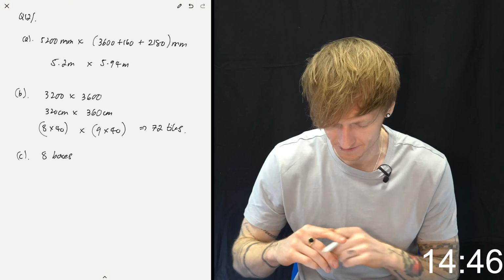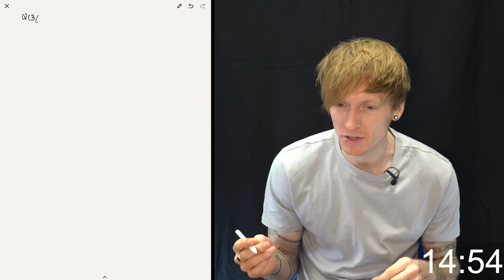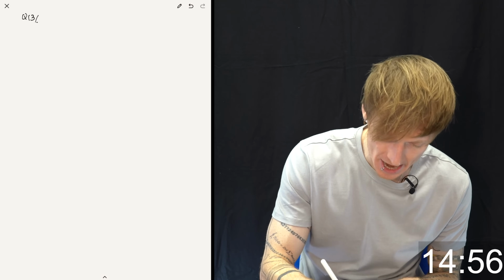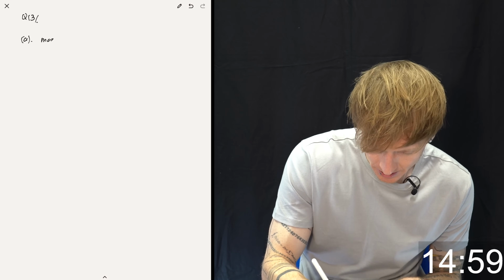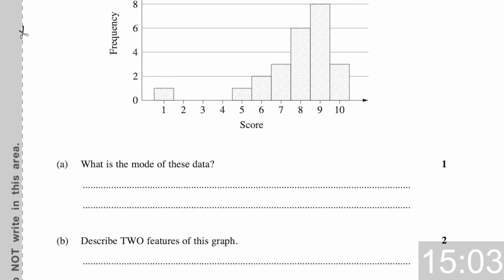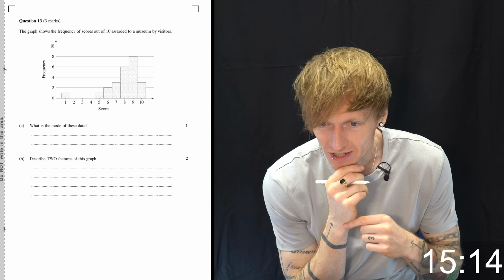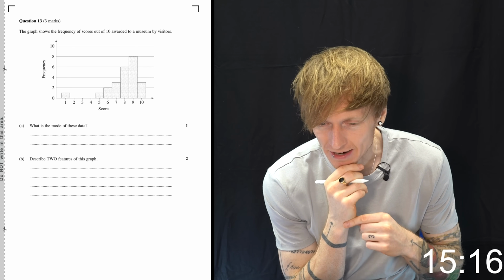Question 13. Another graph showing the frequency of scores out of 10 awarded to a museum by visitors. What is the mode? Mode means most common occurrence, so 9. A mode is equal to 9. Great. Describe 2 features of this graph. It's a bar chart. I have no idea what I'm meant to write.